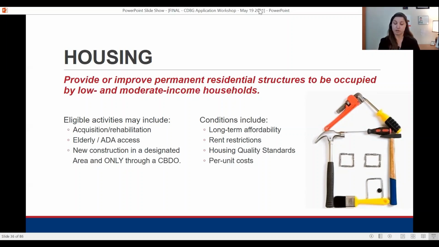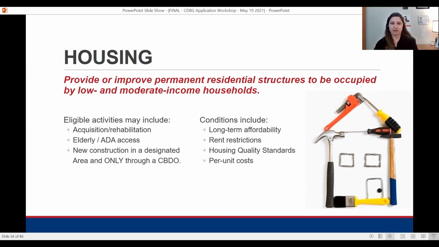Typically, new housing projects will limit the CDBG activity to soft costs, which may include the infrastructure and support of that new housing. So typically new construction is not funded through CDBG, but there is this exception for CBDOs. Sorry, getting my acronyms confused.